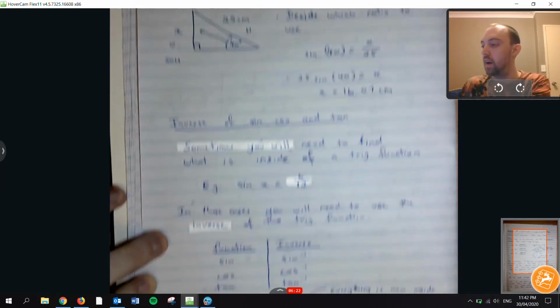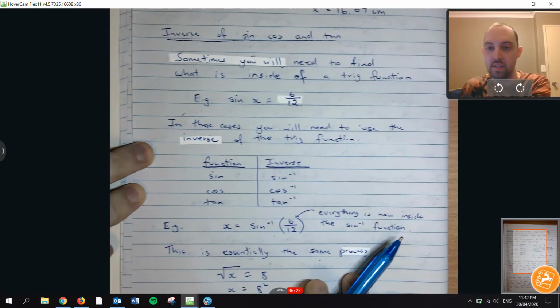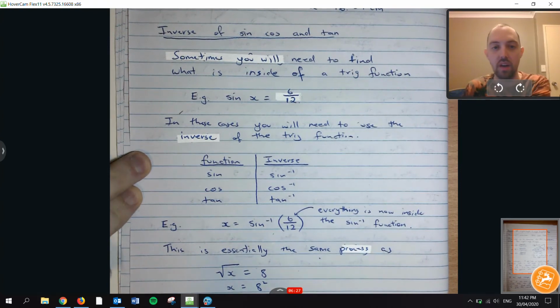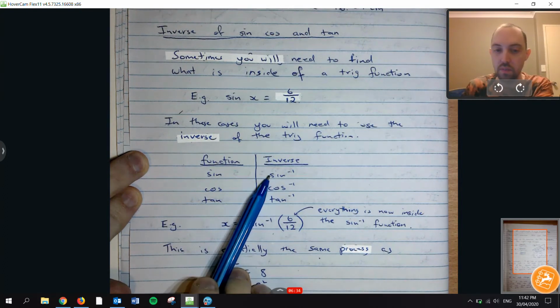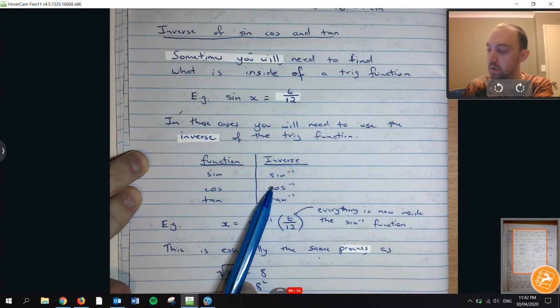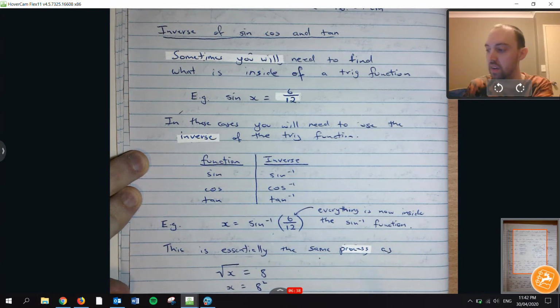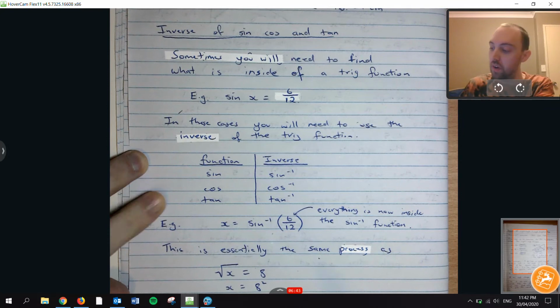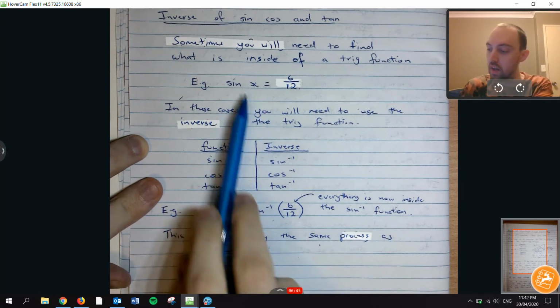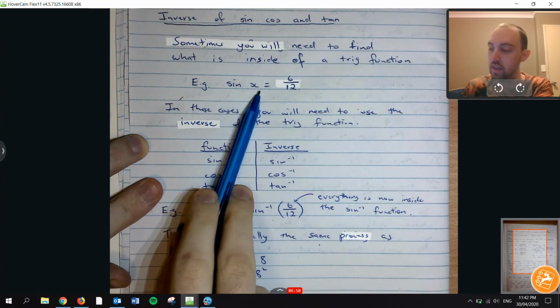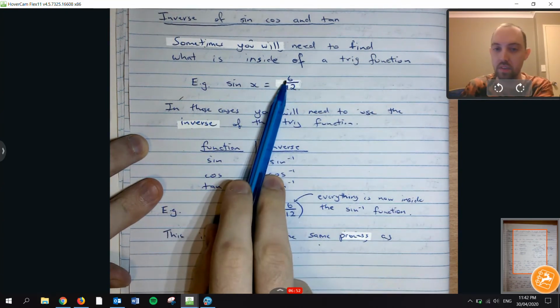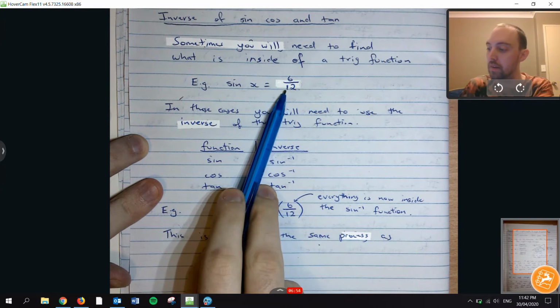Occasionally you might be asked to find what is inside of your sine, cosine or tangent function. So you're going to need to use the inverse: sine to the -1, cos to the -1, tan to the -1. There are other names, but I forget them, to be honest. So it might look like this situation. We've got sine of something that we're trying to find out is equal to some ratio or value.